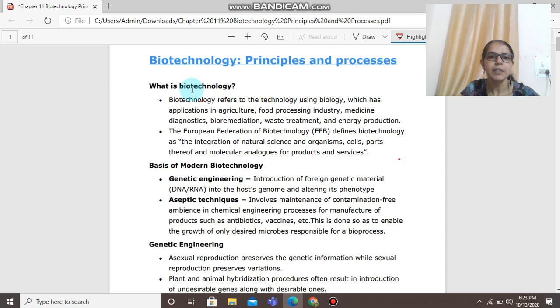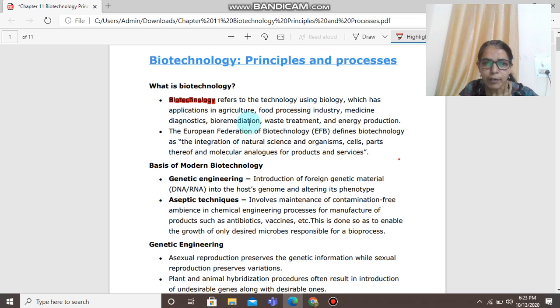So before starting the chapter, that is biotechnology principles and processes, first of all you should be clear that what is the meaning of biotechnology. As you can see, biotechnology means the various techniques that you are using in agriculture, in food processing industries, medicine diagnostic, bioremediation, waste treatment and energy production.